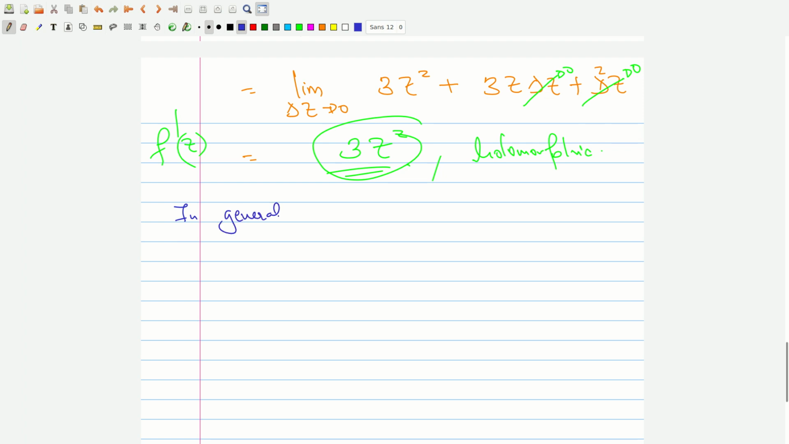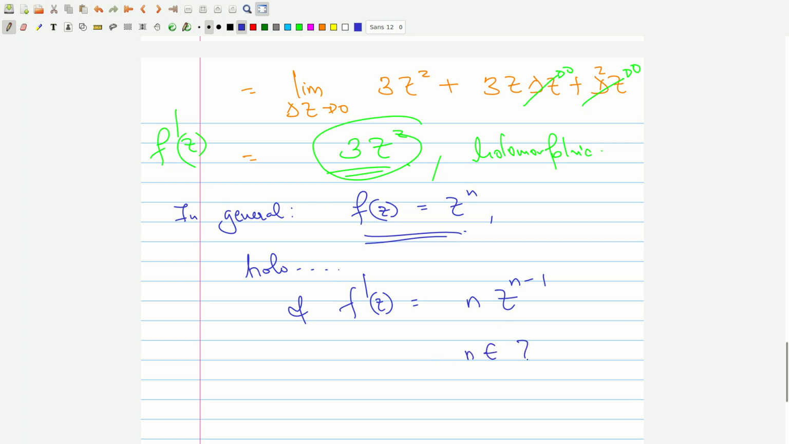So in general, we are going to say that our function f of z, given as z to the n, is holomorphic. In other words, functions of this form are holomorphic, and the derivative here is given by the usual power rule, n z to the n minus 1, where n is a positive integer. So that is it. Maybe next we look at an example of a function which is not holomorphic, and then we see what happens.